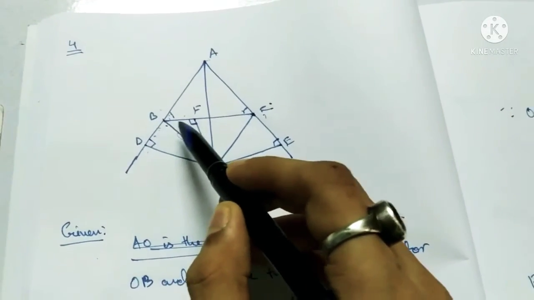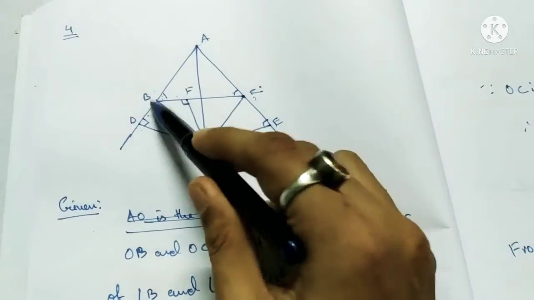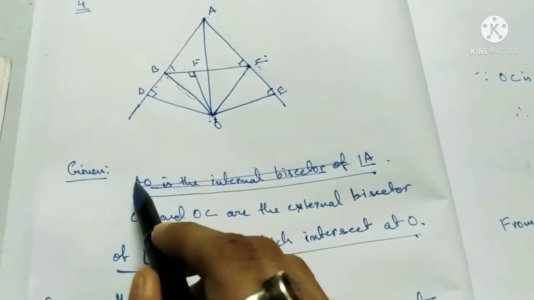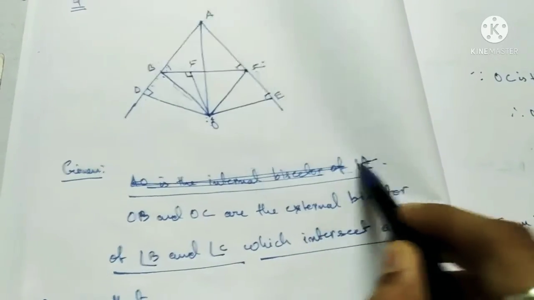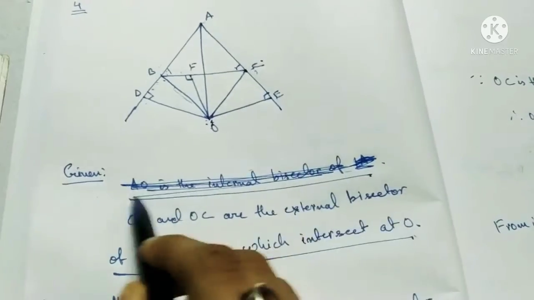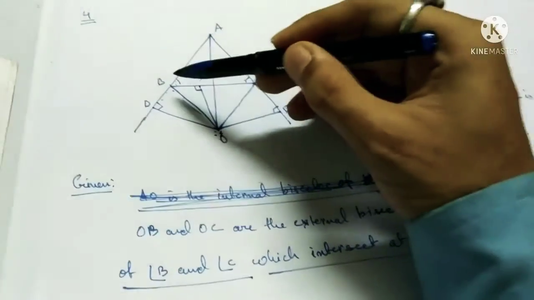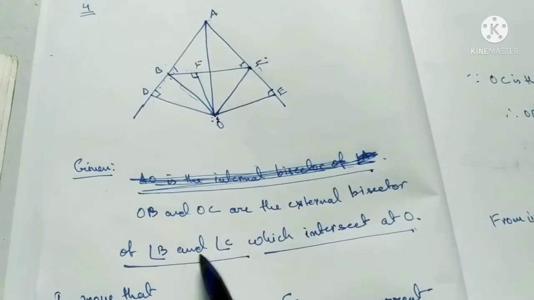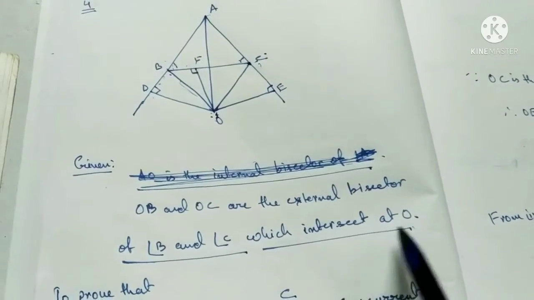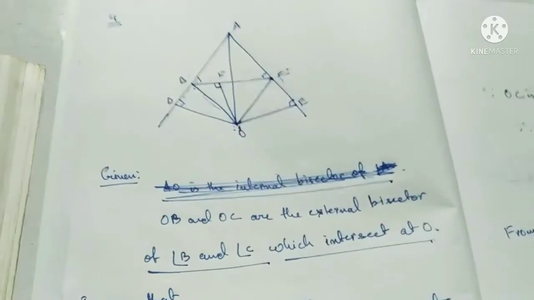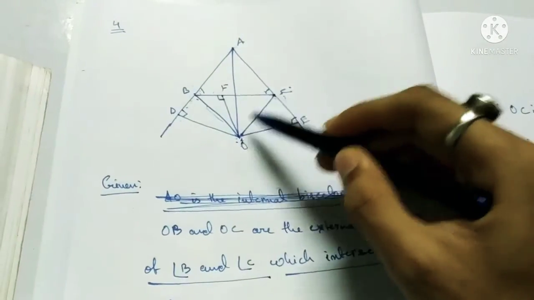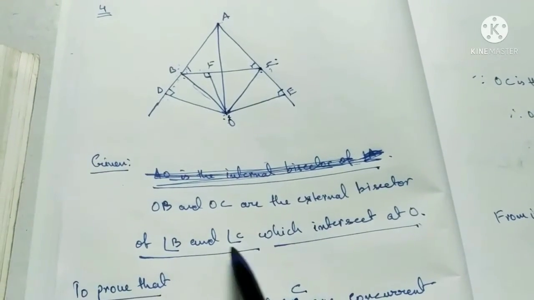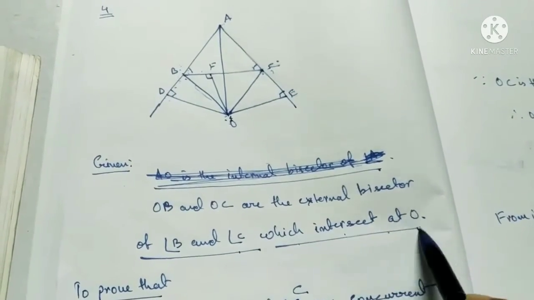Now you see OB and OC are external bisectors. AO is the internal bisector of angle A, it was given in the note. Do not write this. Given only: OB and OC are the external bisectors of angles B and C, which intersect at O.